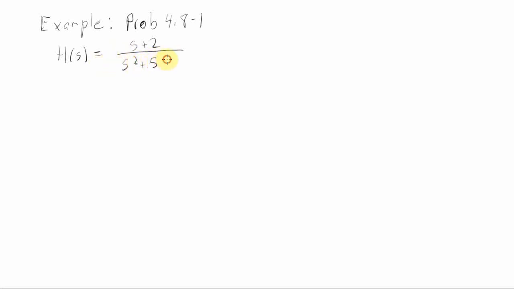Let's take a look at an example problem that involves the frequency response. This is problem 4.8-1, and we're given the following system transfer function: s plus 2 over s squared plus 5s plus 4. We can factor the denominator as s plus 1 times s plus 4.